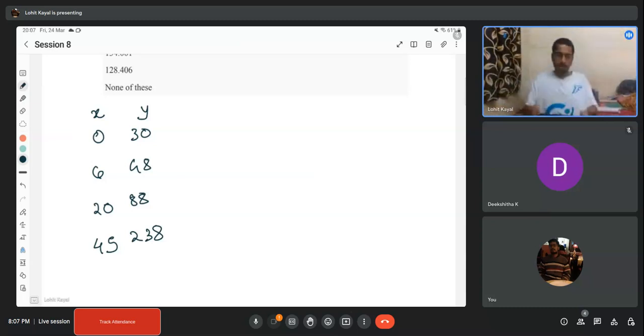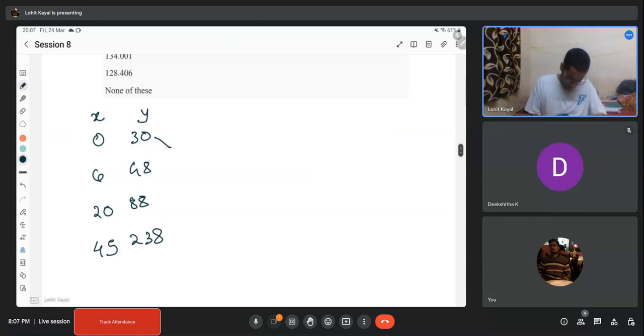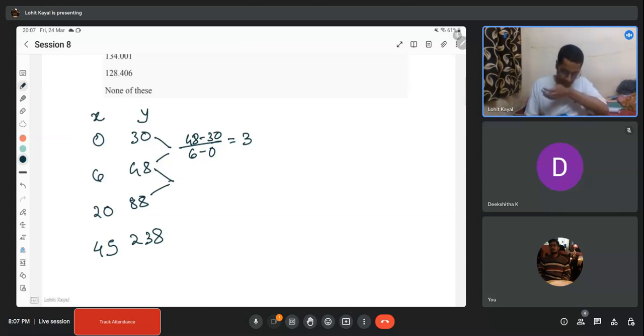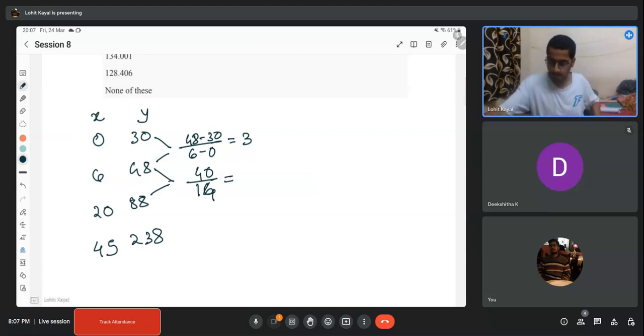Okay, so let's start with the problem again. The first difference is 48 minus 30 by 6 minus 0, so that is 18 by 6, which is equal to 3. This value is equal to 88 minus 48, that is 40, and 20 minus 6, it is 40 by 14, which is equal to, just a moment, let me use my calculator.